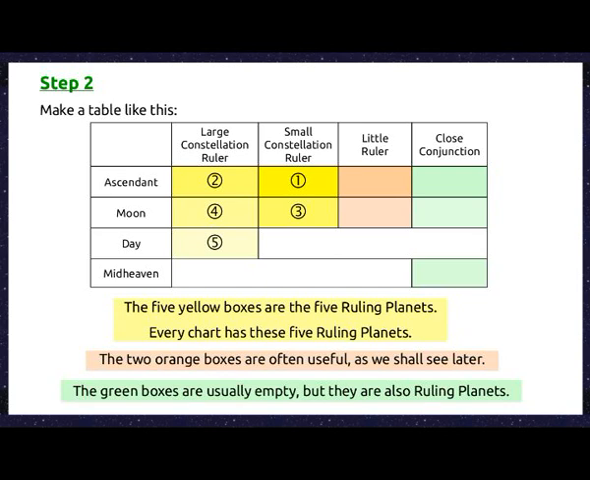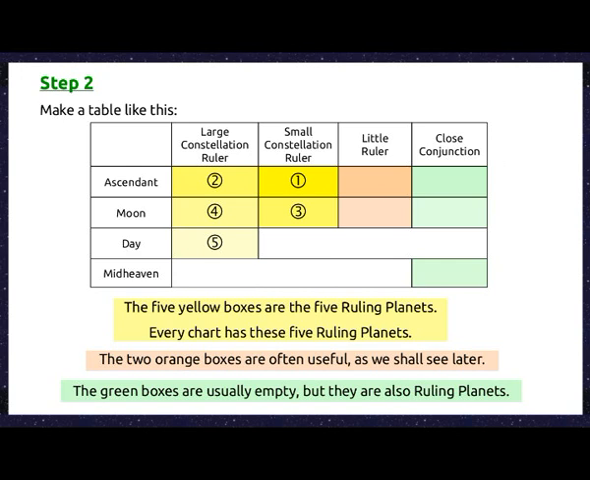Okay, the next step is to take out a sheet of paper and just make a little chart like this. I've colored it in. We're going to be looking at the ascendant and the moon, and we need to find the large constellation ruler, the small constellation ruler. We're going to include the little ruler on this chart, and we also want to look at some close conjunctions.